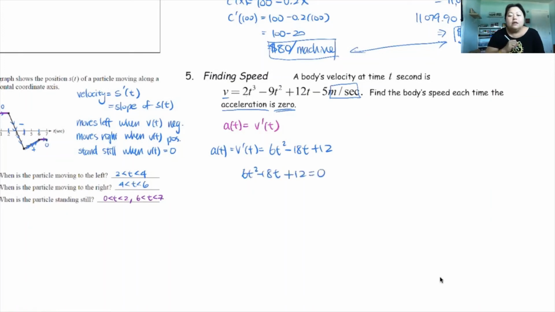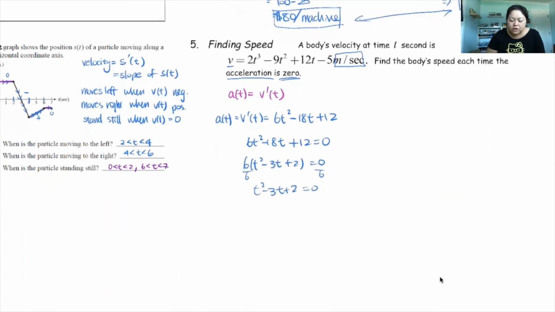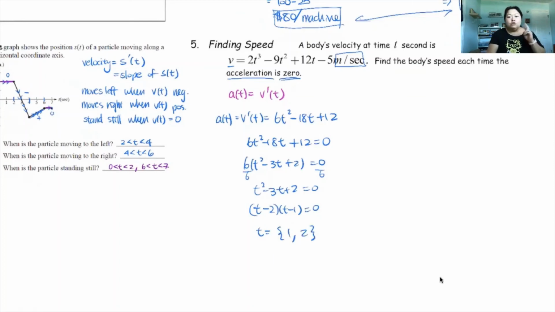Well, let's use algebra then. Can we factor? Yes, we can factor out 6. So 6 times t squared minus 3t plus 2 equals 0. Divide by 6 on both sides, so you get t squared minus 3t plus 2 equals 0. Now let's factor. This factors into t minus 2 times t minus 1 equals 0. So at t equals 1 second and 2 seconds, acceleration will be 0 at those 2 points, right? At t equals 1 and t equals 2.